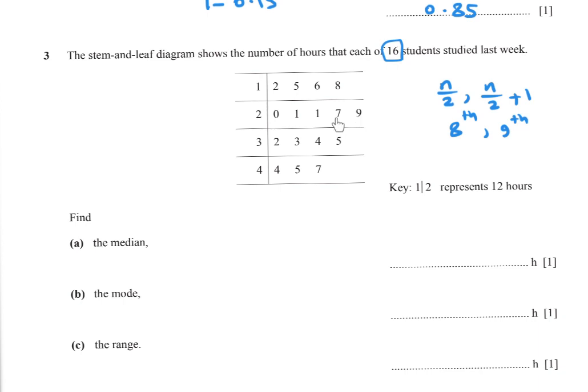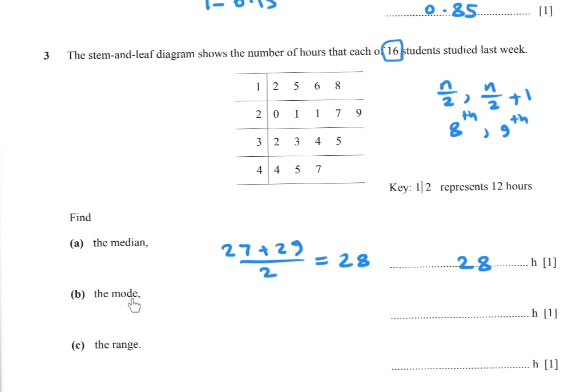So the 8th, look for the key, so this 7 means 27. And the next one, 29. So we need to add them, 27 plus 29, divide by 2, equals 28. So the median is 28.